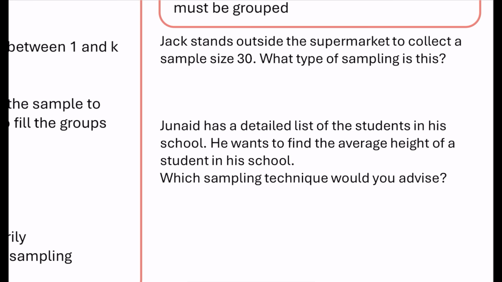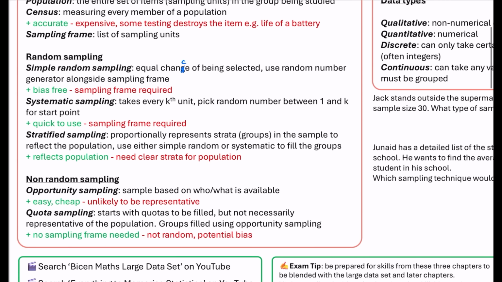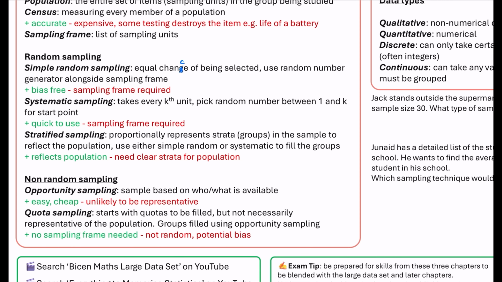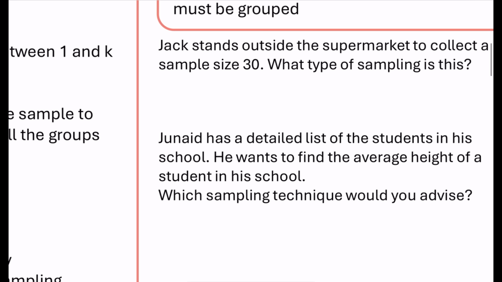Well, clearly there's no sampling frame that we have here, so it's definitely going to be one of these non-random samplings down here. And he's not trying to fill up, say, 15 male and 15 female, which would be quota sampling. He's literally just doing who or what is available to him at the time. So this is an example of opportunity sampling.